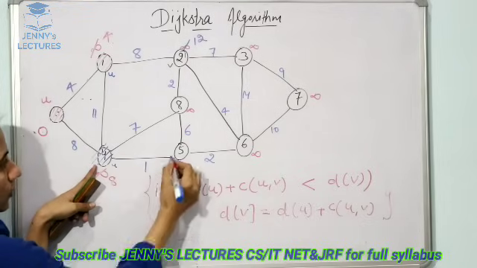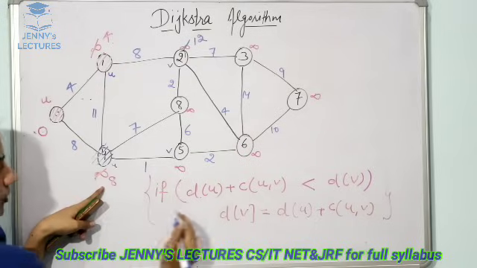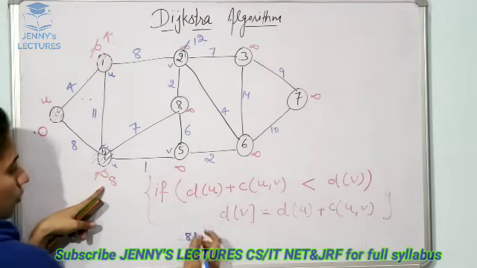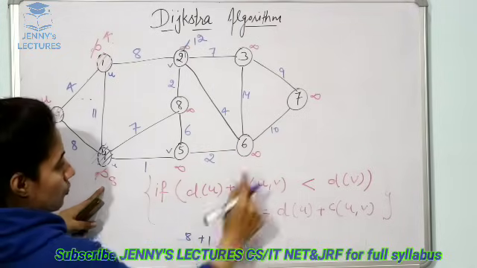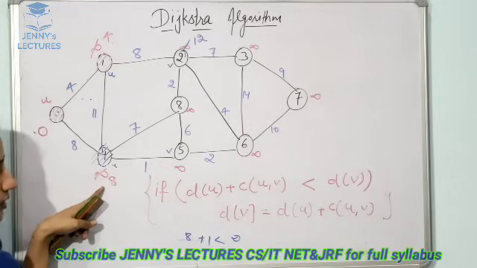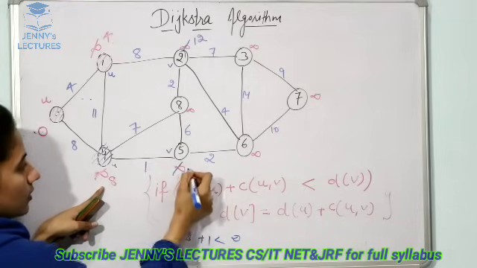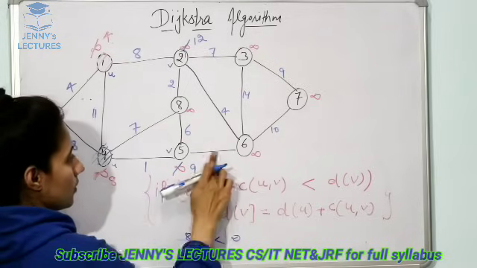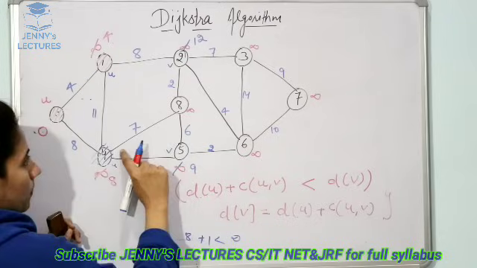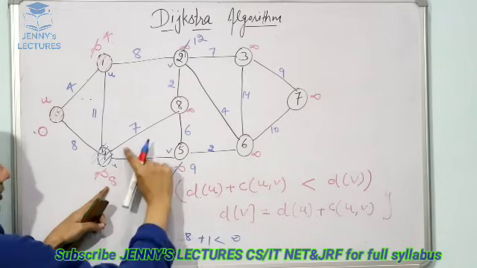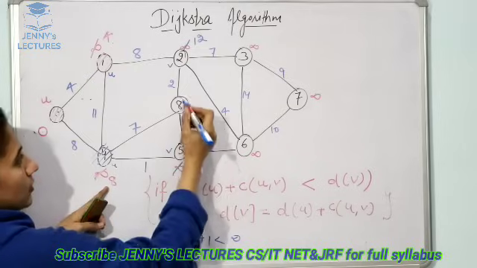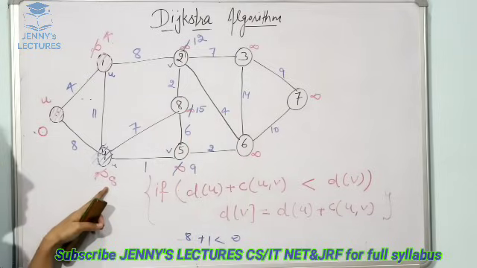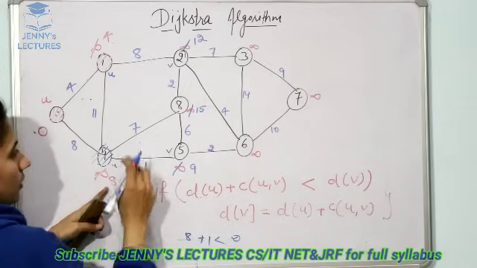Now find out this distance, 4 to 5. Here this one is u and this one is v. Distance of u is 8 plus cost of u to v is 1, and the distance of v is infinity, and this is less than infinity. 8 plus 1 is 9, less than infinity, so we will update it. This one is 9. Okay. Now find out this distance. 8 plus this cost is 7, 7 plus 8 is 15, 15 is less than infinity, so we will update this distance. Okay, this one is 15.